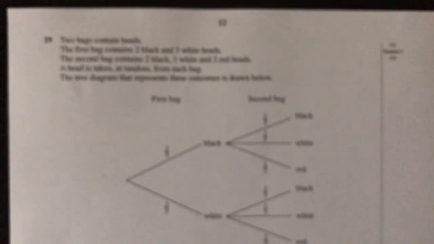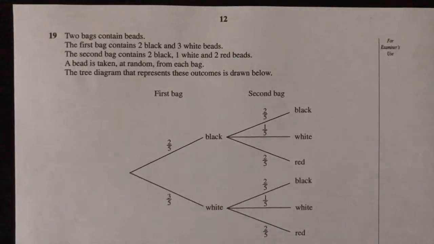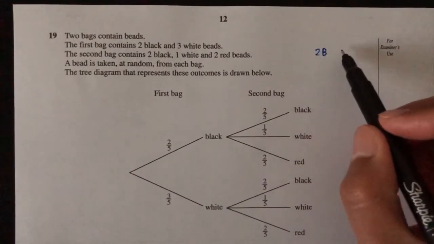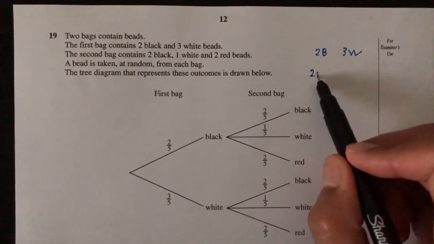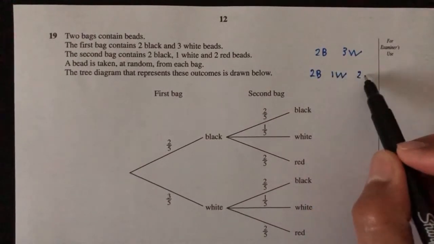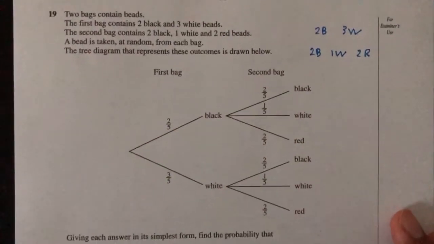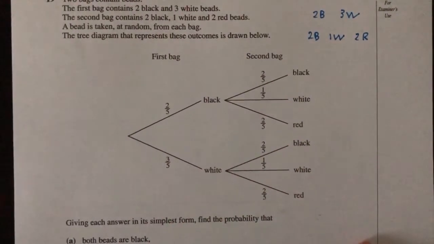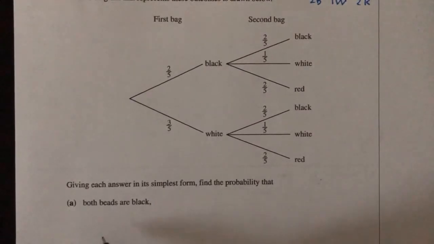Okay. Question number 19. Okay, so we have two bags containing beads. The first bag contains two black beads and 3 white. And the second bag has 2 black, 1 white, and 2 red. Now we take one bead from each bag, as you can see here. You have all the percentages, all the chances. Now question part A, it says both beads are black.